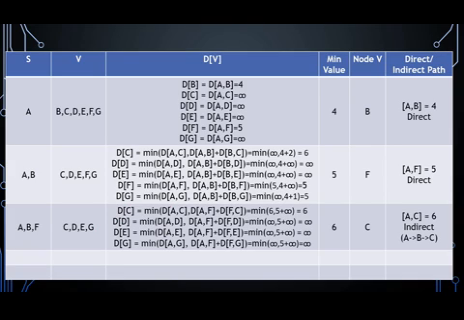So D of C from the previous step is 6. Then minimum from the previous step is 5, and distance from the new source FC is infinity. So minimum of 6 comma 5 plus infinity. Obviously the minimum will be 6. Then D of D, value from the previous step infinity, minimum from the previous step 5, distance from the new source FD is infinity. So it is infinity.